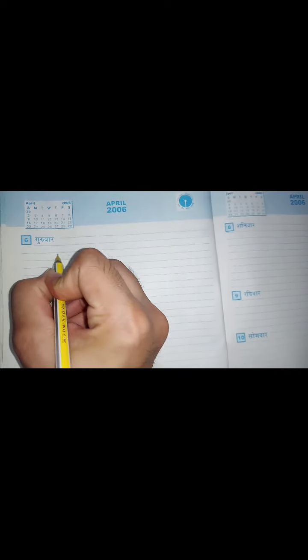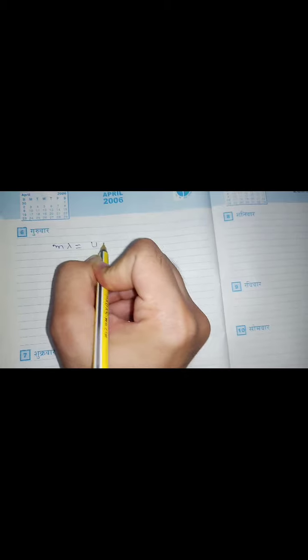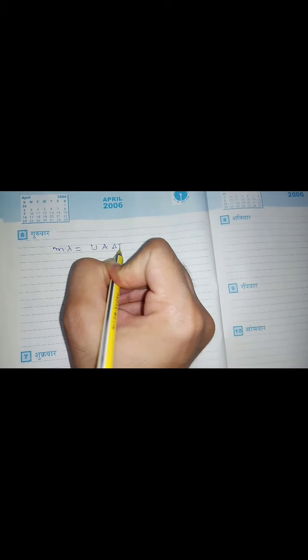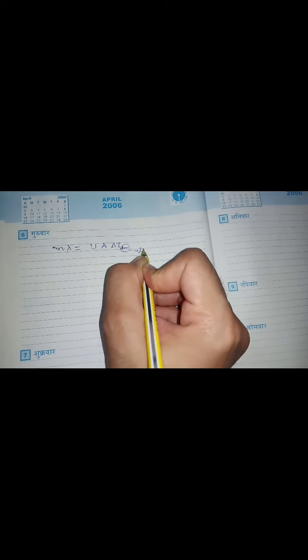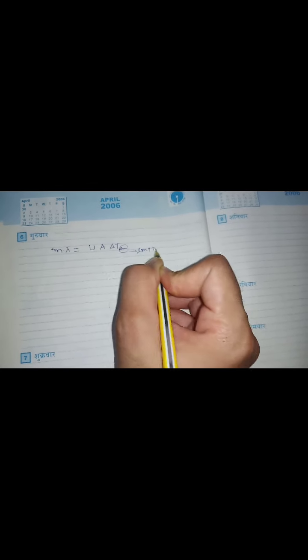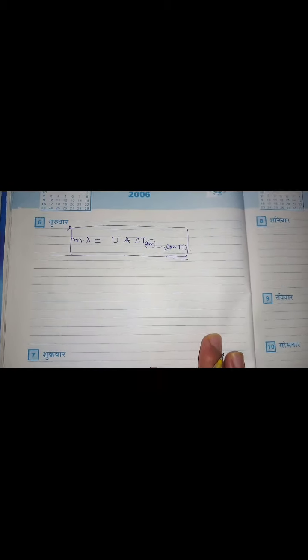Now watch this carefully. You have to use this equation: m lambda is equal to U A delta T lm. Why lm? This is because of LMTD, logarithmic mean temperature difference. This is a simple equation for any distillation operation.